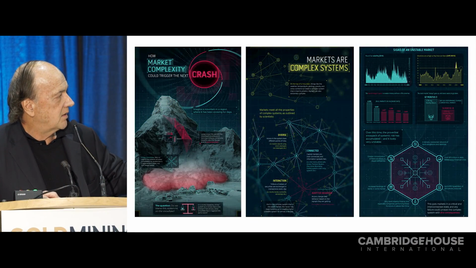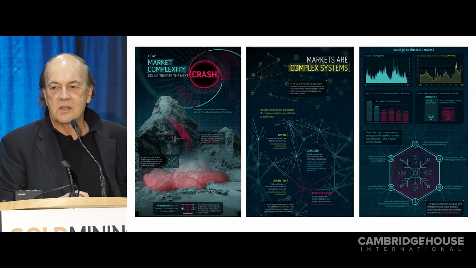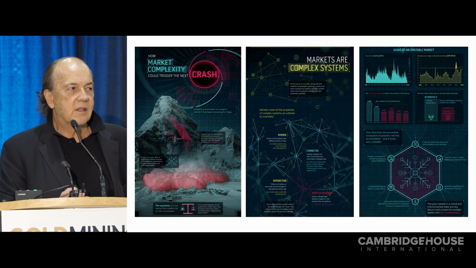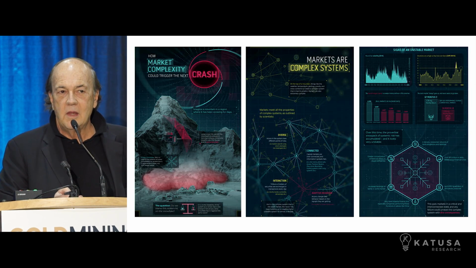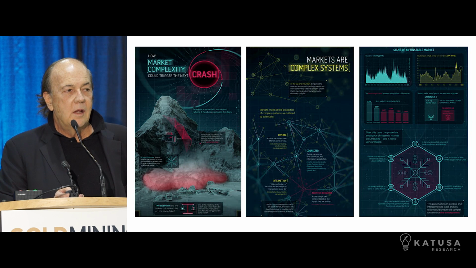So let me talk a little bit about what we are doing. And by the way, I apologize for the fact that these are hard to read. I took these from an infographic, but it doesn't matter. I'll just talk you through them. So we start with the fact that markets are complex systems. Now that's important because that is not a standard model. There's very good evidence for it, but the standard models are linear.